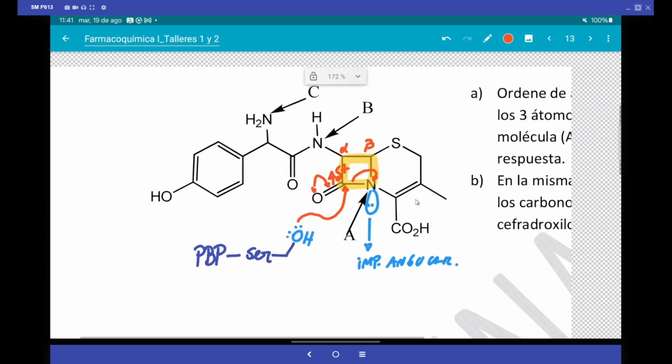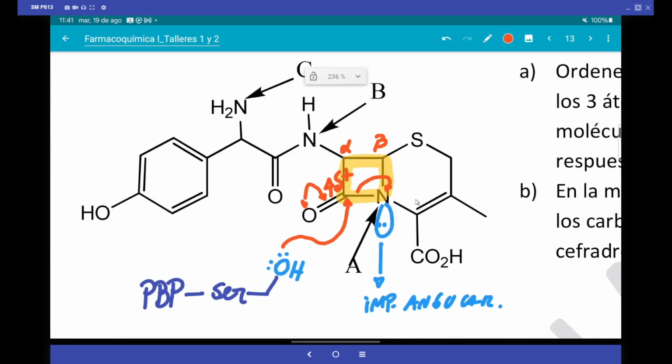You will never forget that when you see this little square, you are looking at an antibiotic. Very well. And now, functional and ionizable groups. Here the amide is going to be protonated at pH 7? Can it be protonated? No.